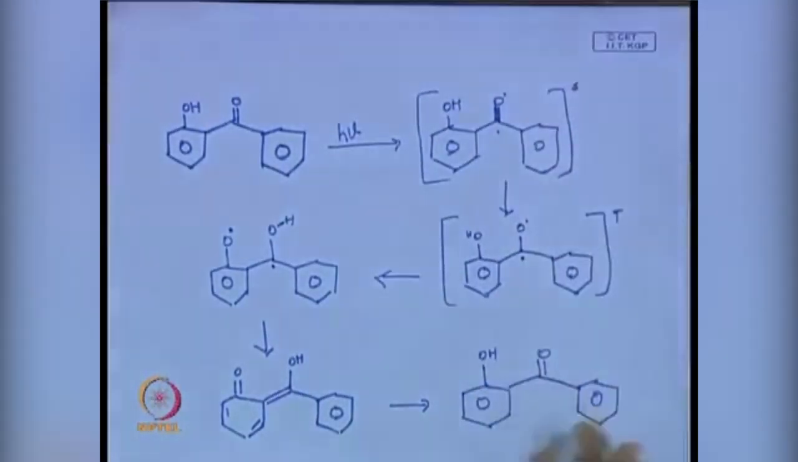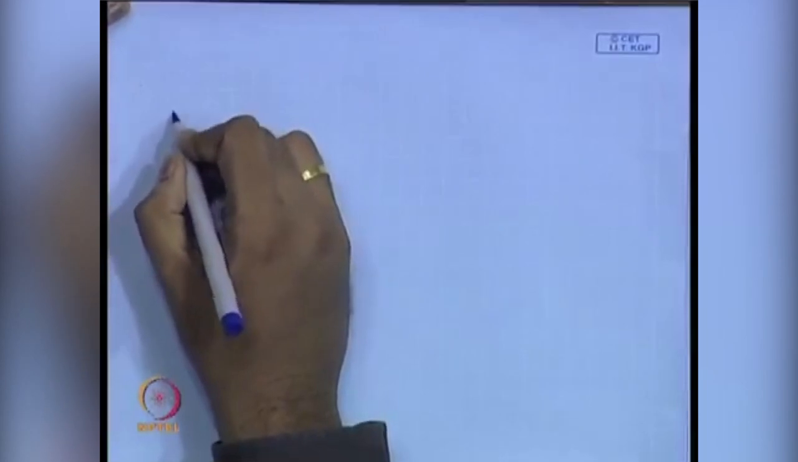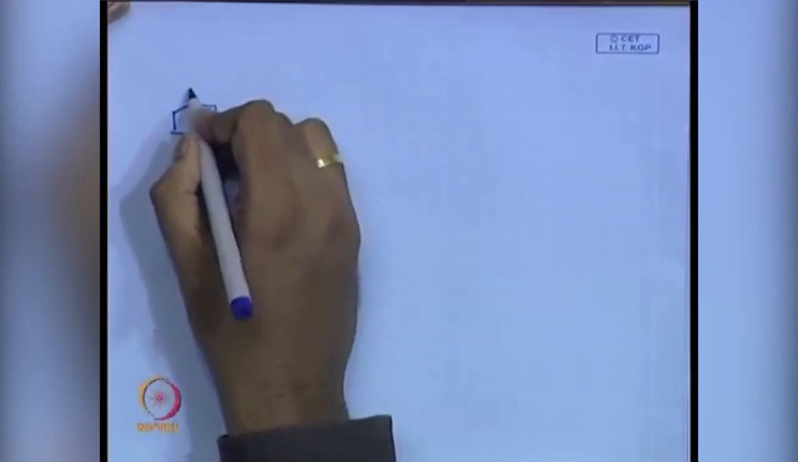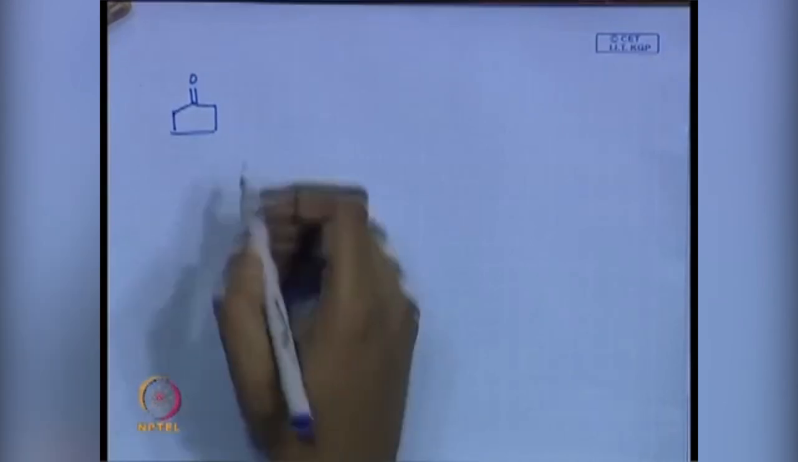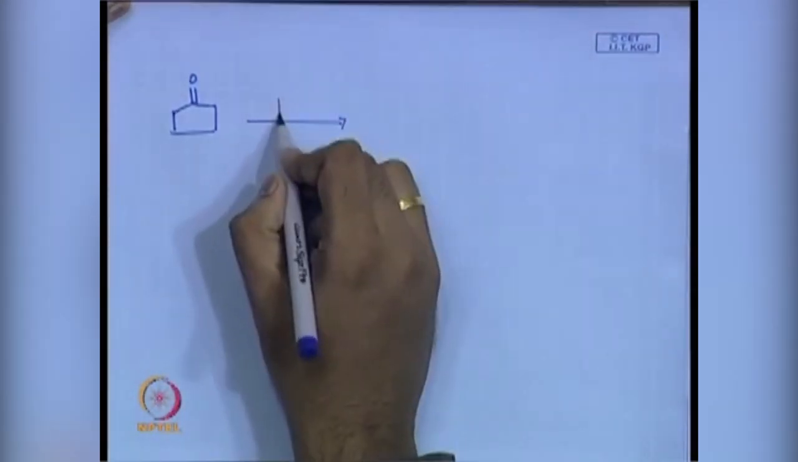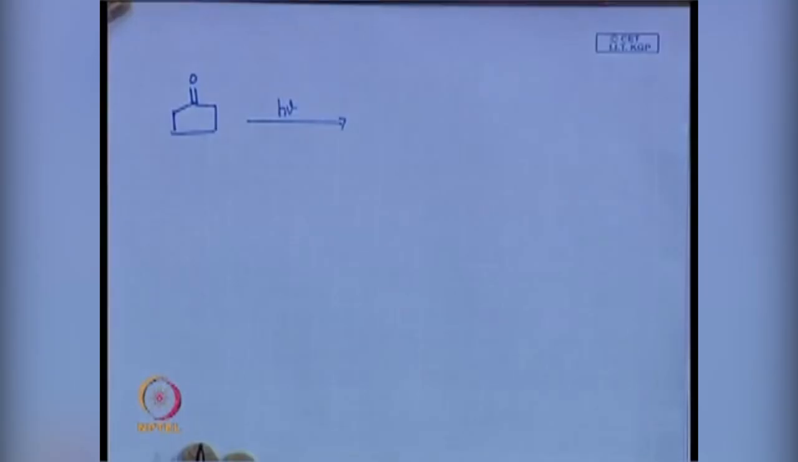Like that, there are many reactions, like I said, 5 classes. So, what we will do initially, for example, you have an acetophenone, it can do some alpha cleavage reactions. You have cyclohexanone type of systems, for example, a cyclohexanone or a cyclopentanone. And if I shine the light, what chemistry do you expect here?